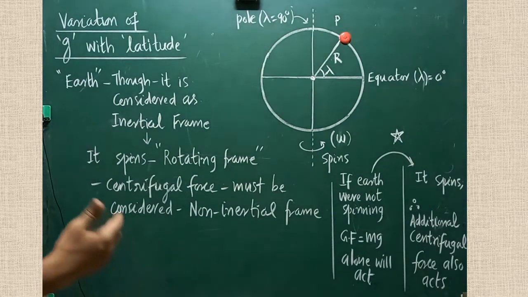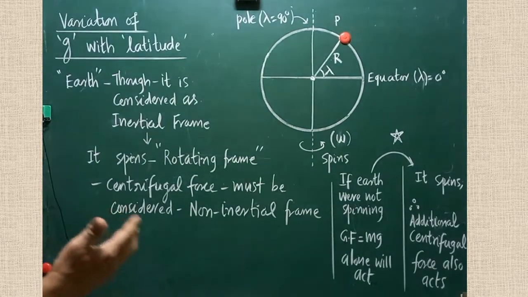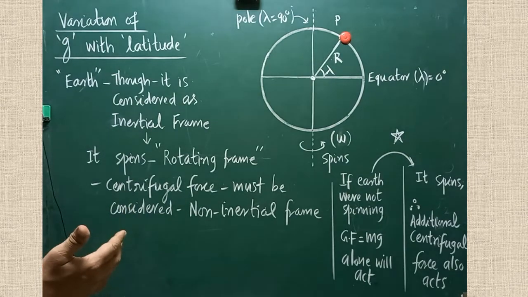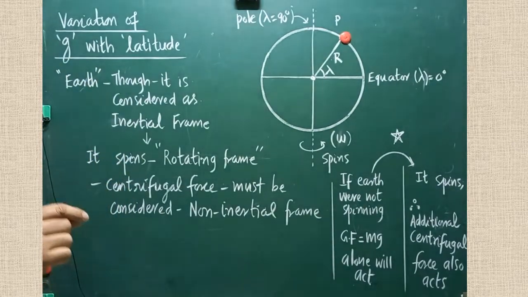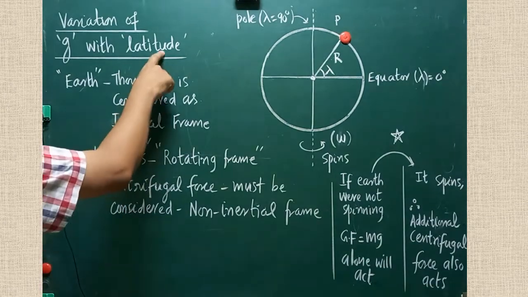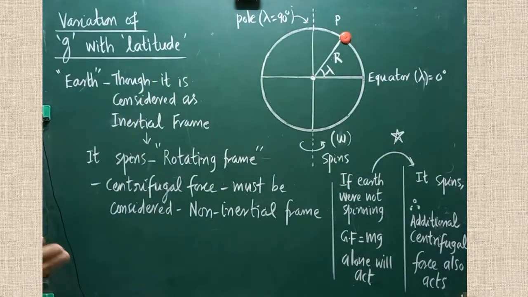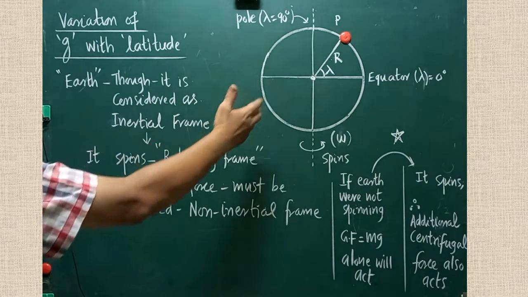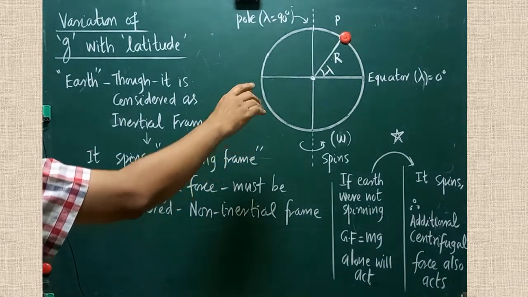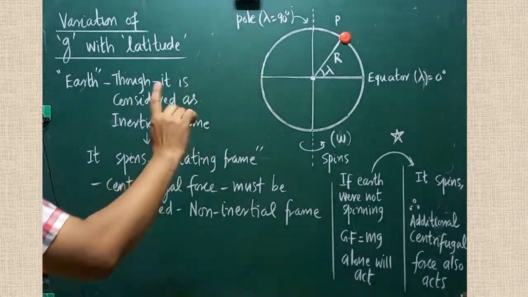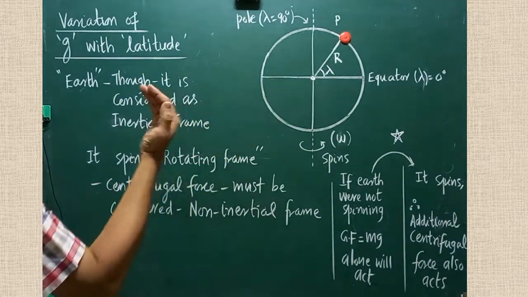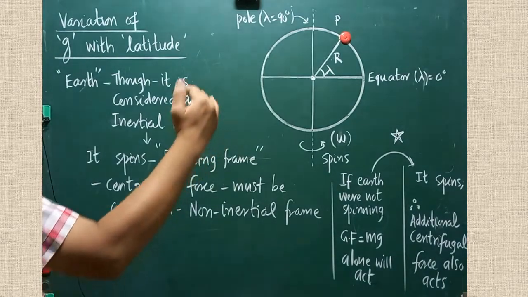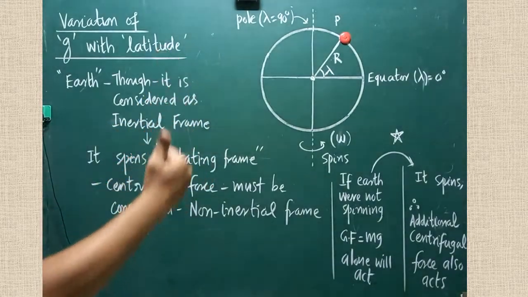Already you have learnt how the value of g varies with respect to the altitude and depth. Now we are going to learn how the value of acceleration due to gravity varies with respect to the latitude. You know the meaning of latitude. In the case of Earth, there are several horizontal and vertical imaginary lines drawn. The horizontal lines around the Earth which are drawn at various levels, what are they called?